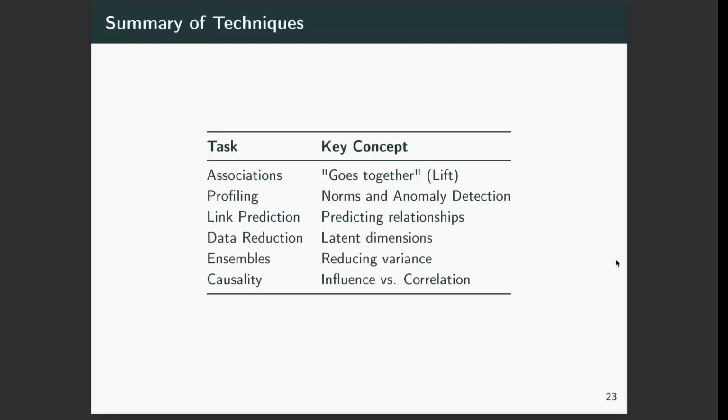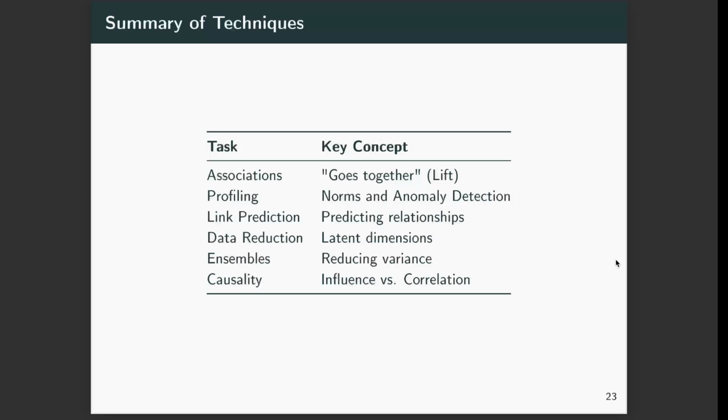We then moved to profiling and anomaly detection. The key concept here is norms and deviations from norms. We build a statistical model of typical behavior, potentially using Gaussian mixture models for heterogeneous populations, and flag deviations as anomalies. Applications range from fraud detection to quality control to cybersecurity. Next was link prediction, where we predict the existence or strength of relationships between entities. The key insight is that a pair of entities can be treated as an instance in a standard supervised learning problem, with network-derived features describing the pair.